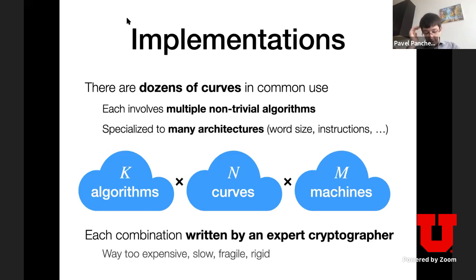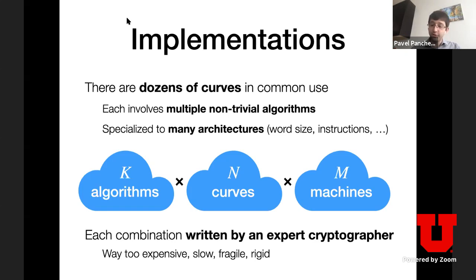And as a result, you are always having expert cryptographers implement known algorithms for existing primes on new machines, or algorithms for new primes on existing machines. There's just a lot of effort, and a lot of effort by extremely specialized people with a lot of expertise. So it's expensive, and not enough of it gets done.